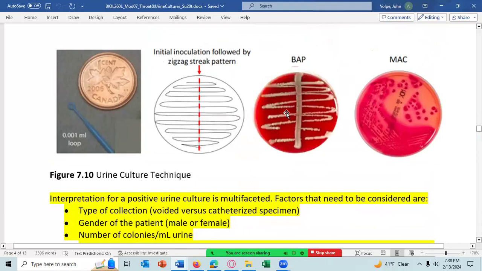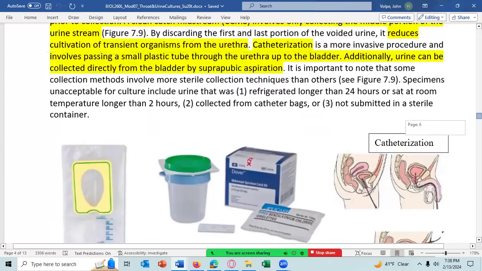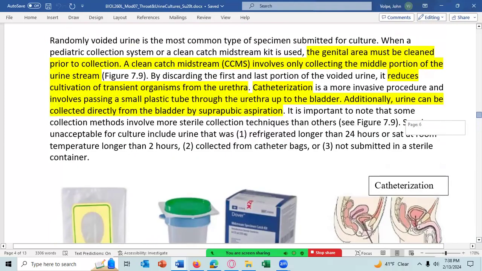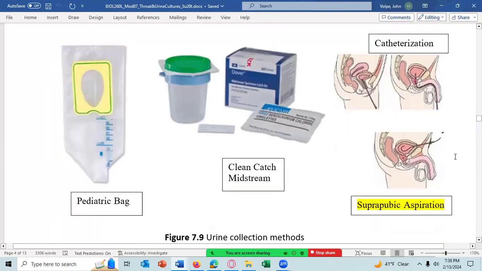You then also take the urine sample and put it on either a MacConkey's plate or an EMB plate to get the growth of gram negatives. The interpretation of a positive urine culture is multifaceted. Some factors that need to be considered include the type of collection. You'll get more contamination from the clean mid-catch method than you will from a catheter, than you will from the suprapubic aspiration.